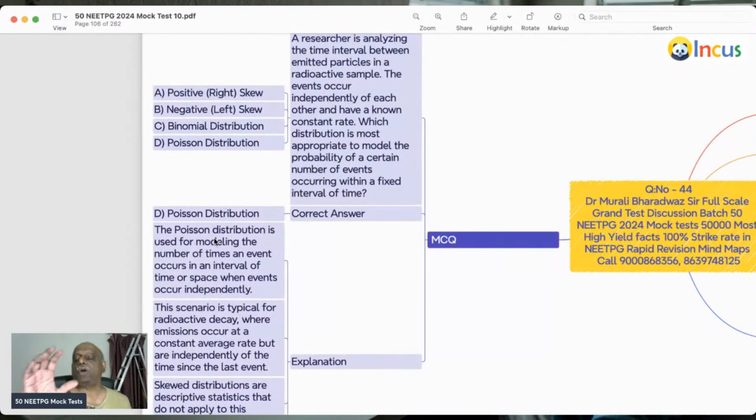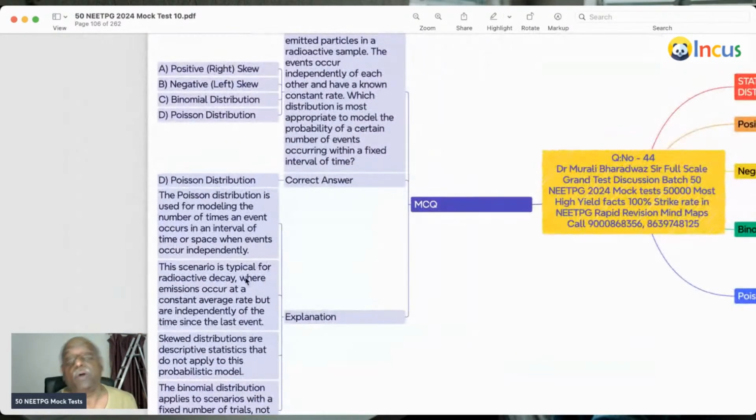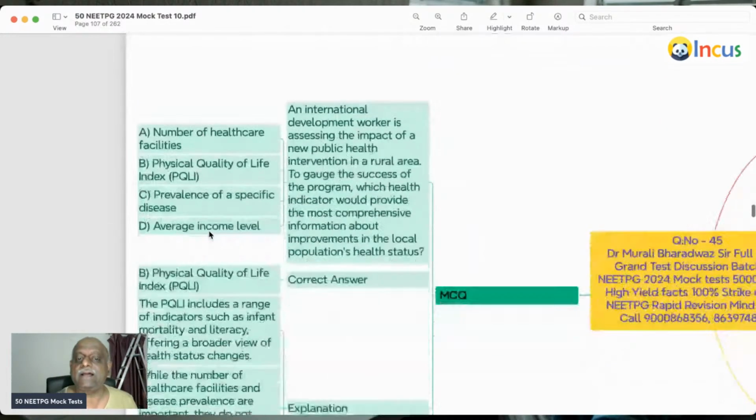So what is Poisson distribution? Poisson distribution is modeling the number of times an event occurs in an interval of time or space when events occur independently. So we also did a Poisson distribution analysis of what are those high-yield topics, what are those high-yield facts which are frequently tested by the examiner.